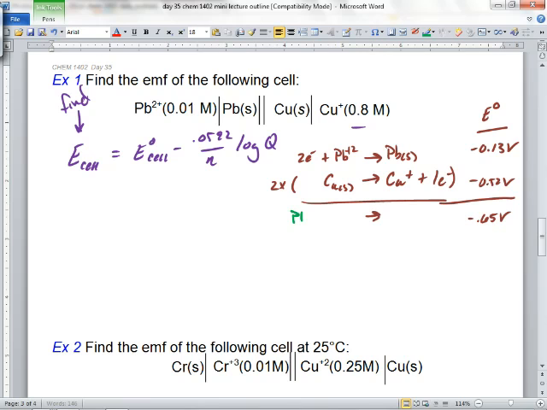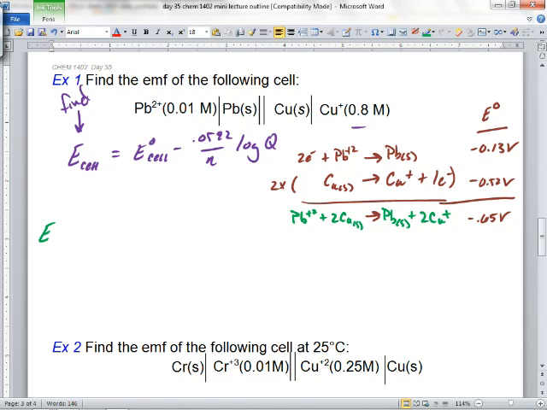Pd2+, 2Cu solid. Good. Keep going. Yep. Pd solid. 2Cu+. Okay, there we go.